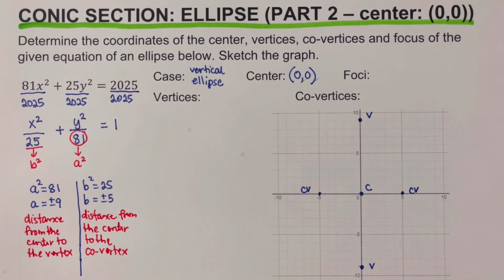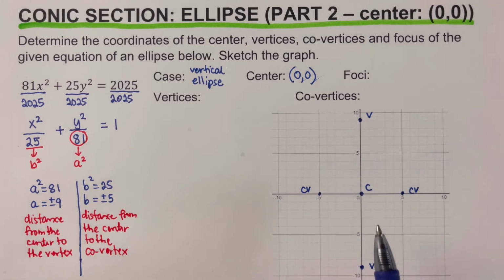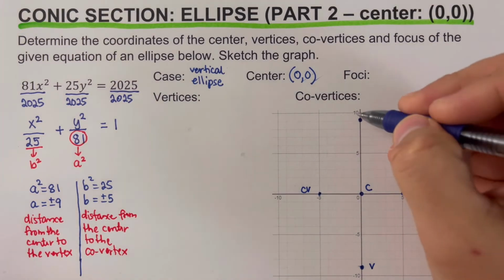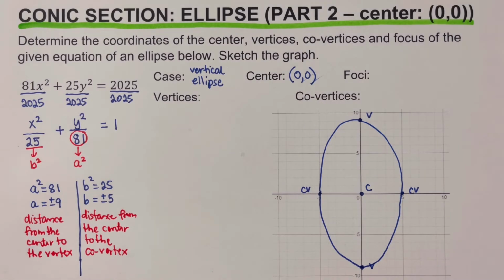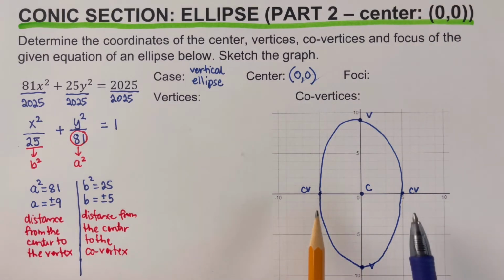So we can go ahead and say that this ellipse is a vertical ellipse. That means it's elongated on the vertical axis. So I'm going to go ahead and draw that ellipse up here. Okay, so let's fill these blanks in: the coordinates of the two vertices and the coordinates of the two co-vertices.